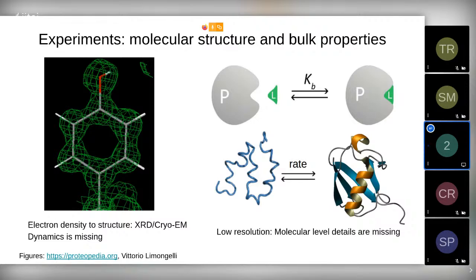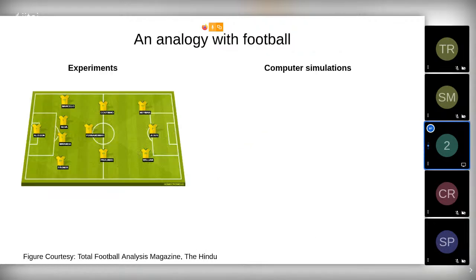To give an analogy with football, which many of my American friends will call soccer, experiments are primarily like looking at the formation of the players before the beginning of the match. This is the static picture which we can get from the structure elucidation methods. Also, at the other end of the spectrum, we can get the final result. We know who won and by how many goals and stuff like that. But is this the complete picture? Will you be satisfied just by looking at this and saying, okay, I watched the game? Most probably not.